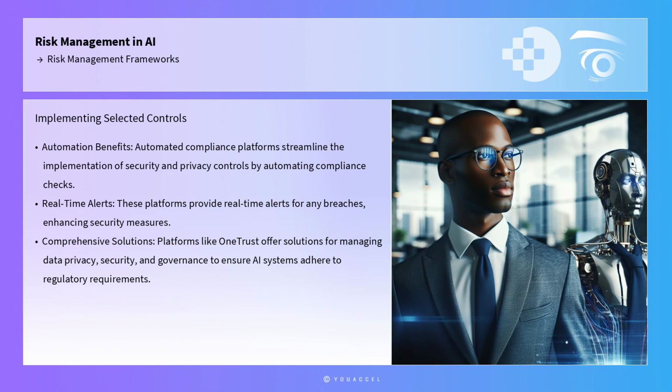Implementing the selected controls is the third step, where practical tools like automated compliance platforms can be invaluable. These platforms streamline the implementation of security and privacy controls by automating compliance checks and providing real-time alerts for any breaches. For instance, platforms like OneTrust offer comprehensive solutions for managing data privacy, security, and governance, ensuring that AI systems adhere to regulatory requirements.